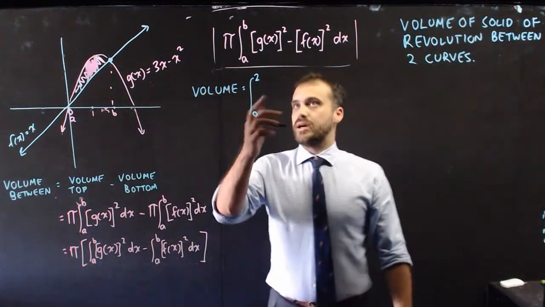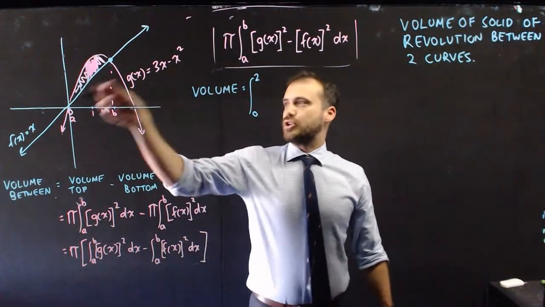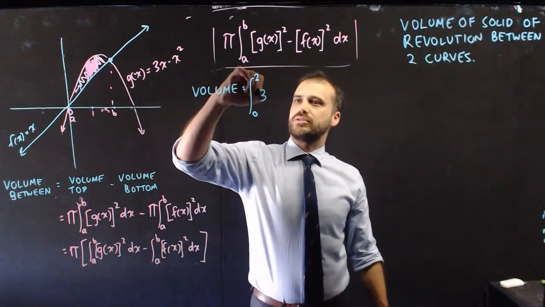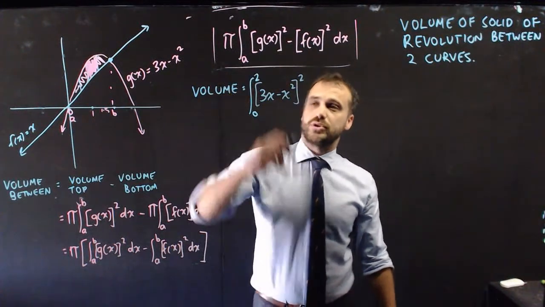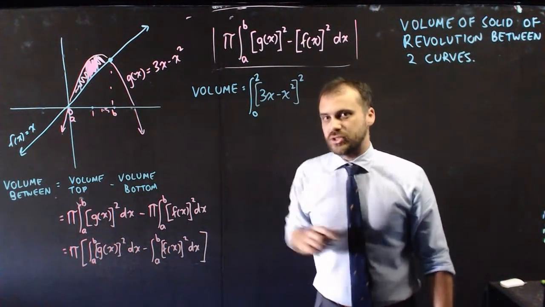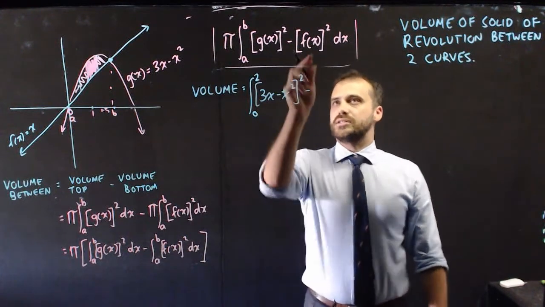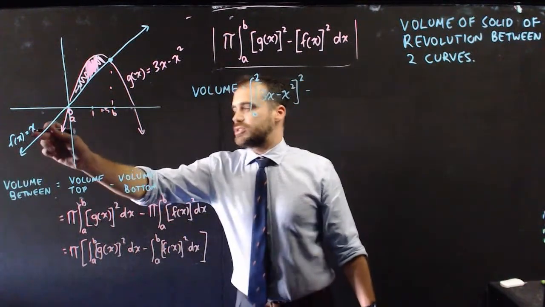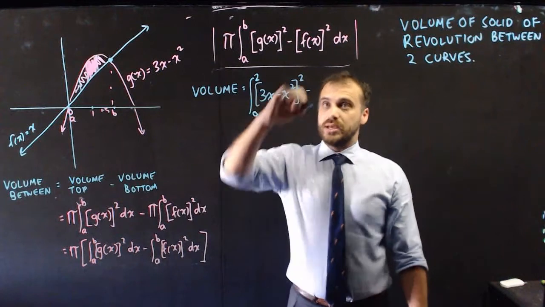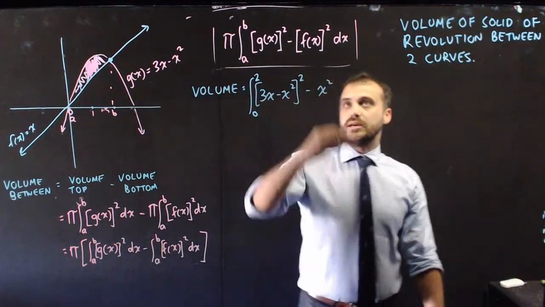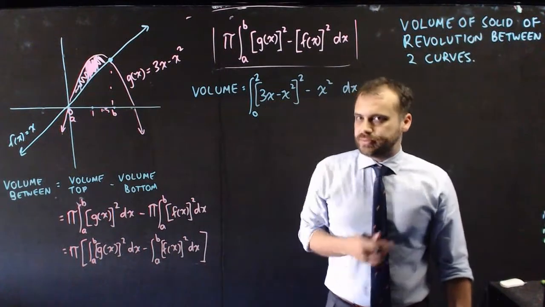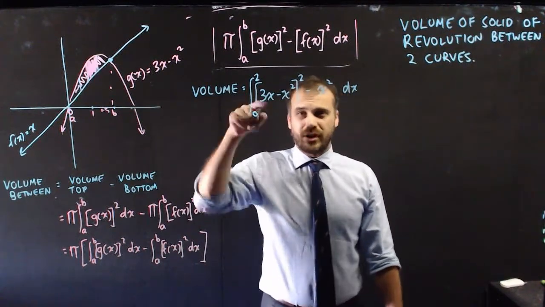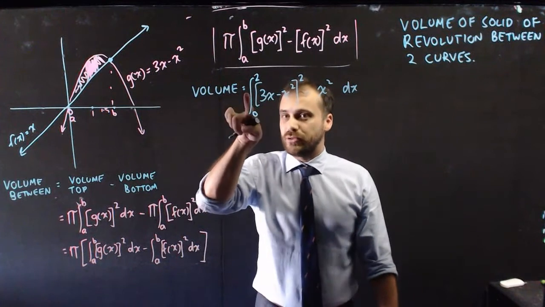So continuing, we need g of x, the top one here. So that's going to be 3x minus x squared. But don't forget, all squared. That's the key when it's these solids of revolution. And minus f of x squared. Now f of x is just x. But f of x squared is x squared, with respect to x. All right, we're going to have to expand that bracket, but not before remembering that I've stuffed up and we need that pi right there.